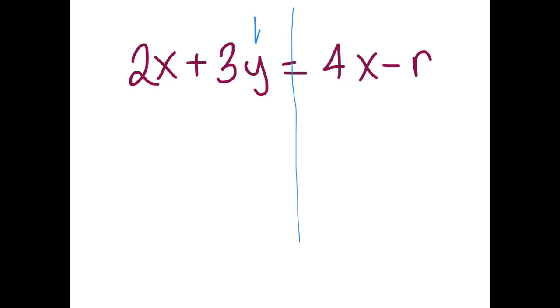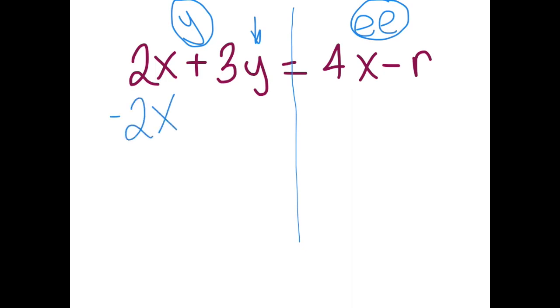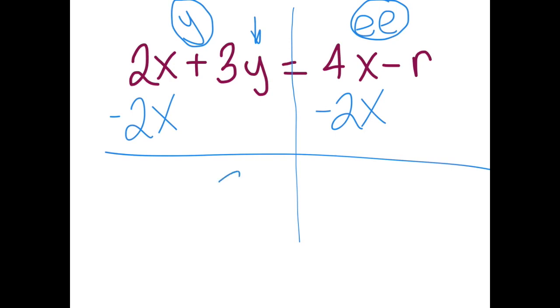Y is over here on the left side, so this is going to be my y side. The other side is my everything else side. That's where I want everything that is not a y to go. So I get rid of the 2x because it's not a y. That gives me 3y equals 2x minus r.